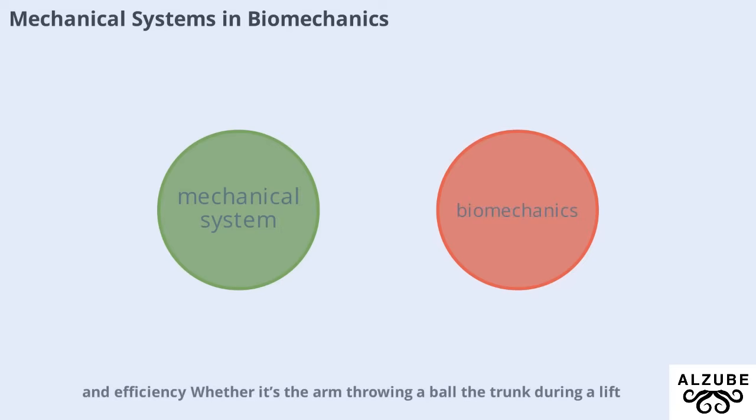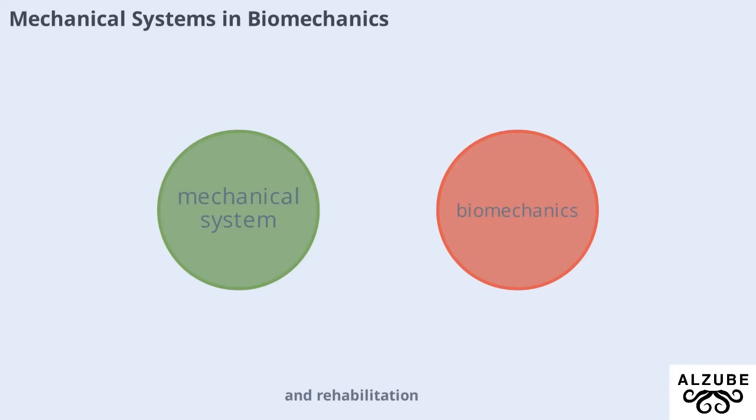Whether it's the arm throwing a ball, the trunk during a lift, or the whole body in a jump, understanding the mechanical system is the first step in any biomechanical investigation. This clarity helps ensure that the analysis is meaningful and applicable to real-world challenges in sports, health, and rehabilitation.